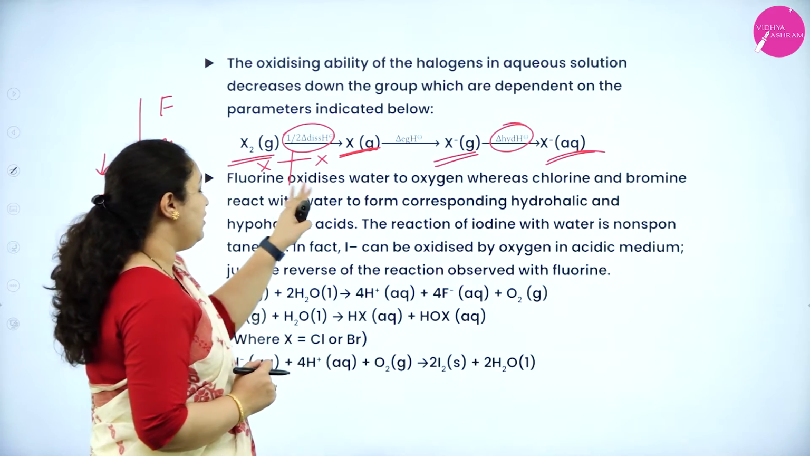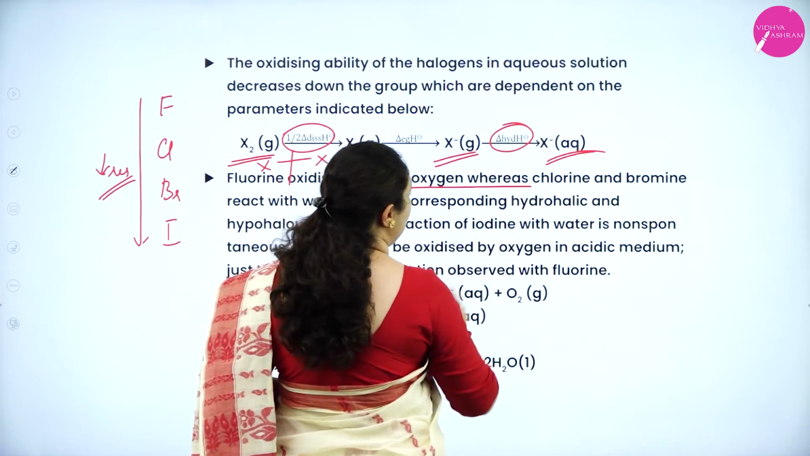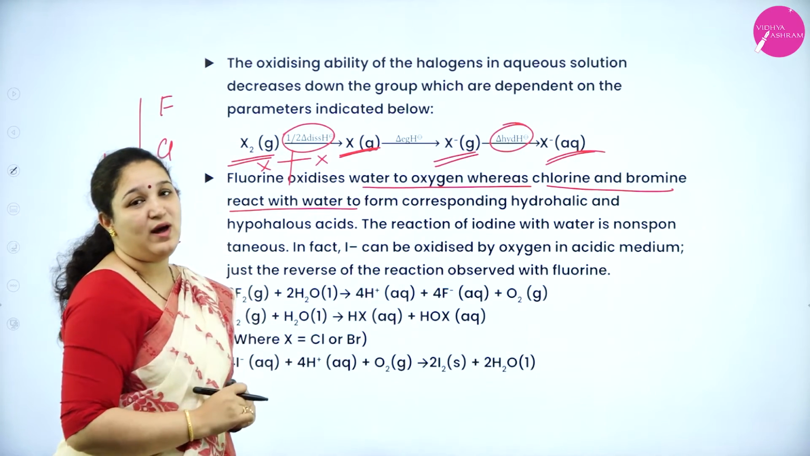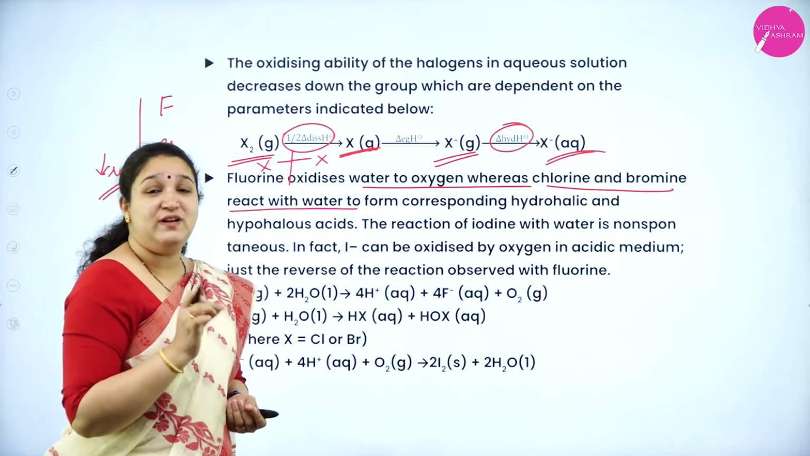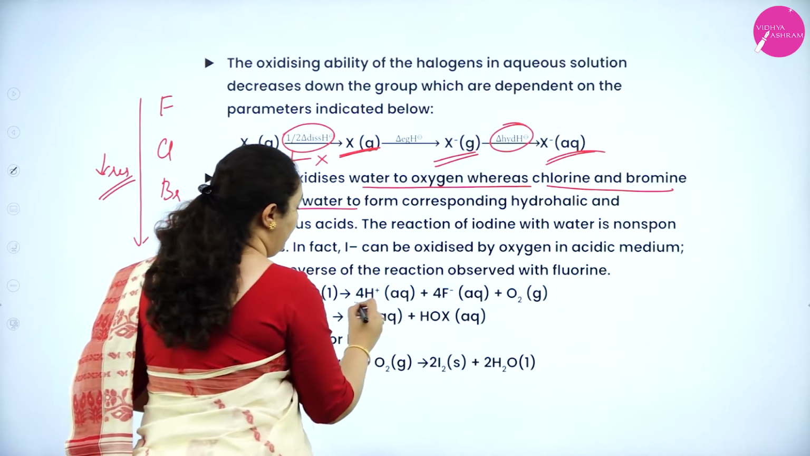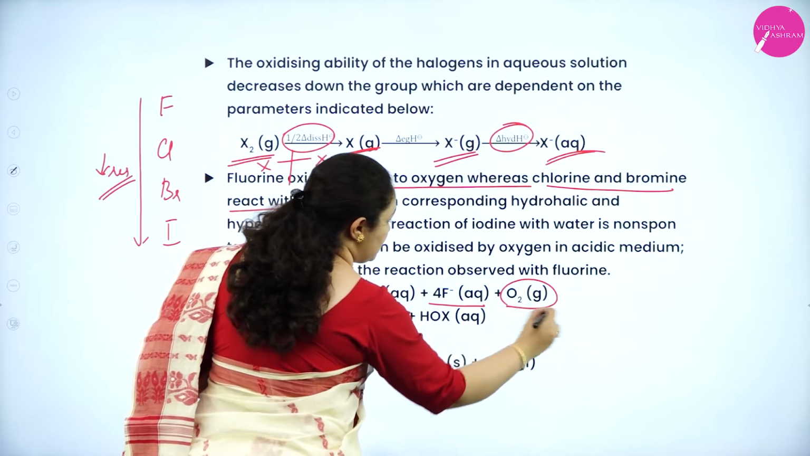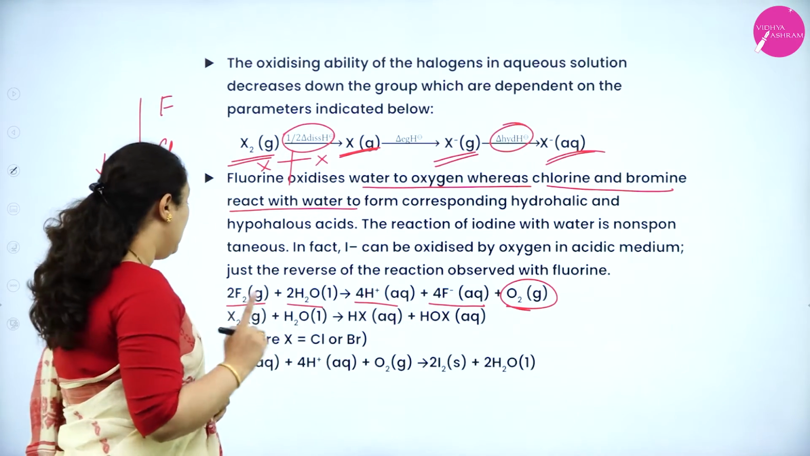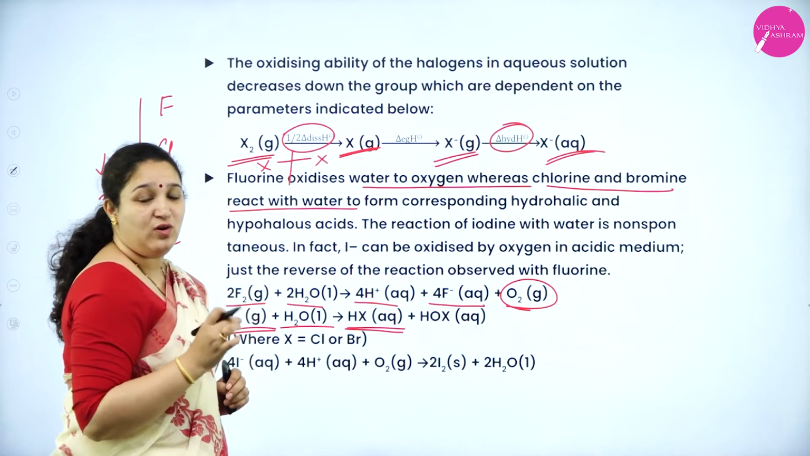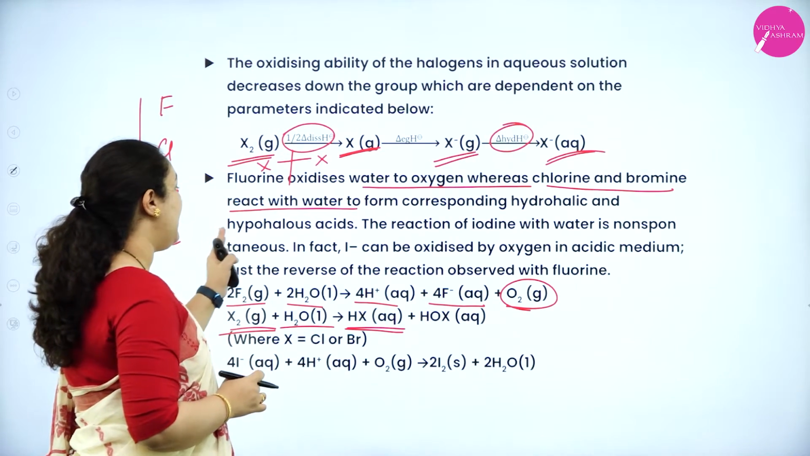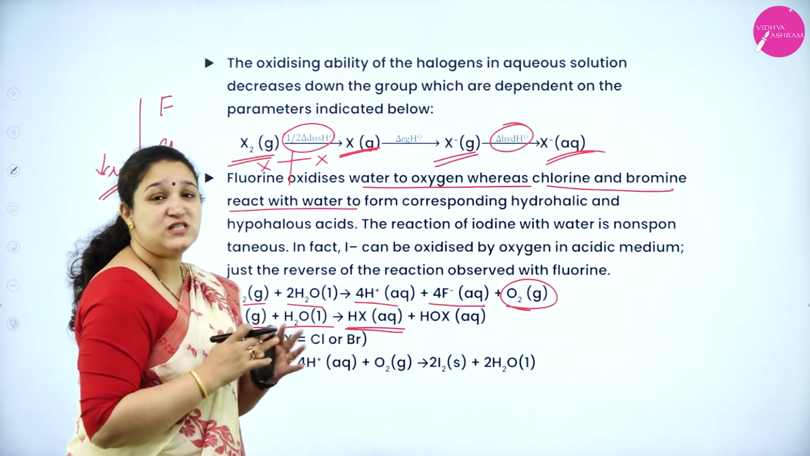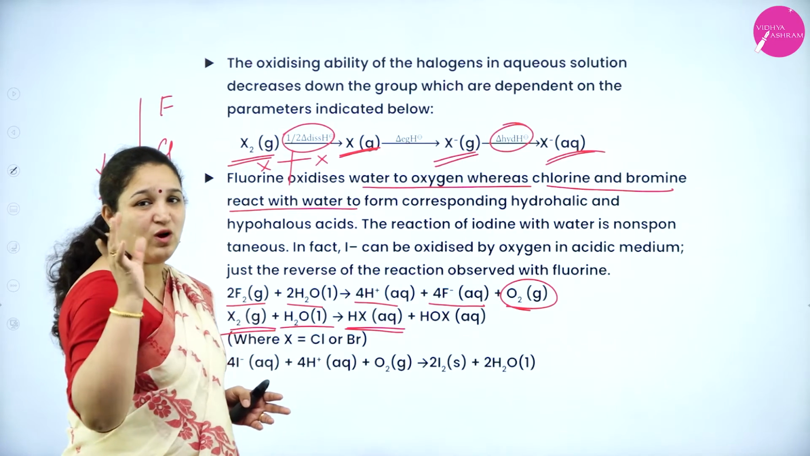If you see, fluorine oxidizes water to oxygen, whereas chlorine and bromine react with water to form hydrohalic acid and hypohalous acid. Fluorine will react with water to get converted into oxygen. You can see here, fluorine with water will form H plus ion, F minus ion, and oxygen is liberated. Whereas chlorine and bromine react with water to form hydrohalic acid or hypohalous acid. The reaction of iodine with water is non-spontaneous. Iodine does not react with water directly.